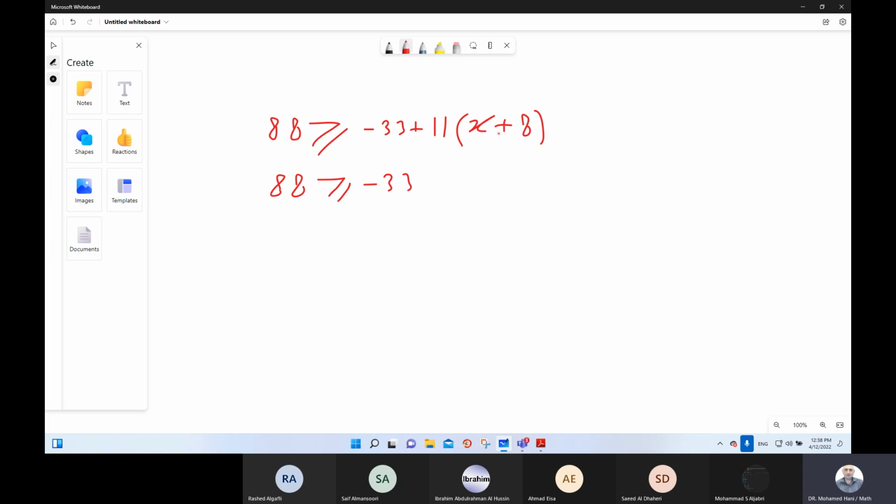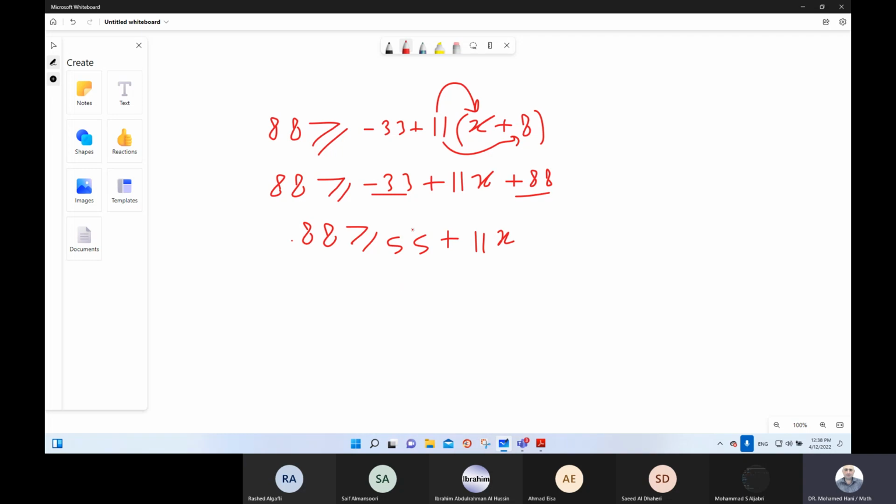Then here we can use the distributive property. Take 11 multiplied by x: 11 times x will be 11x. Then take 11 multiplied by 8 will be 88. Then we can add the like terms. Rewrite here 88 greater than or equal to minus 33 plus 88 will be 55 plus 11x.